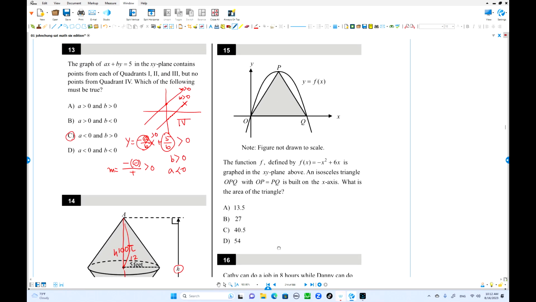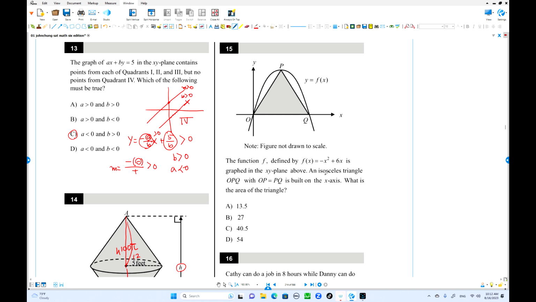All right, here is number 15. We have a quadratic, negative x squared plus 6x. So OP equals PQ, OP equals PQ. Isosceles, this one in the middle, right?